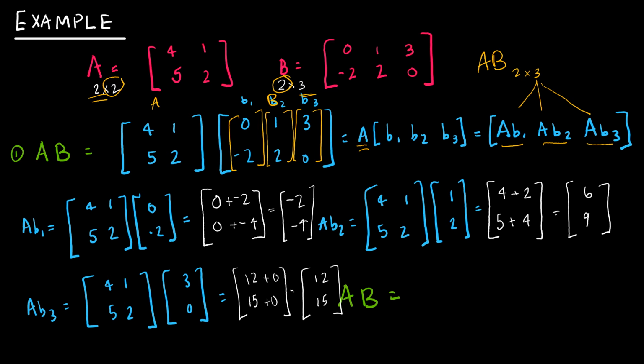So what is my result? My result is that I need to write each column vector that I came up with. Negative 2, negative 4, which was my AB1. AB2 is 6, 9. And AB3 is 12, 15.